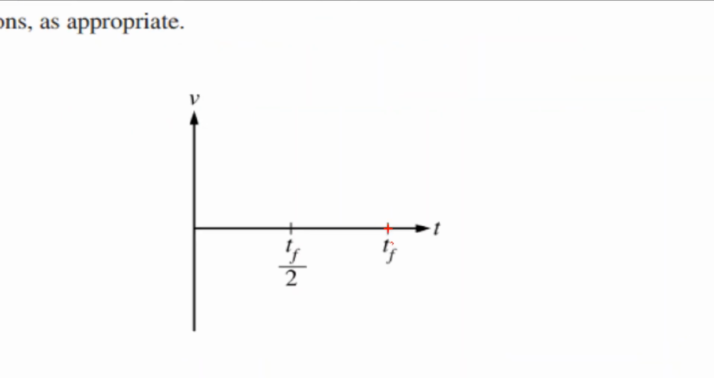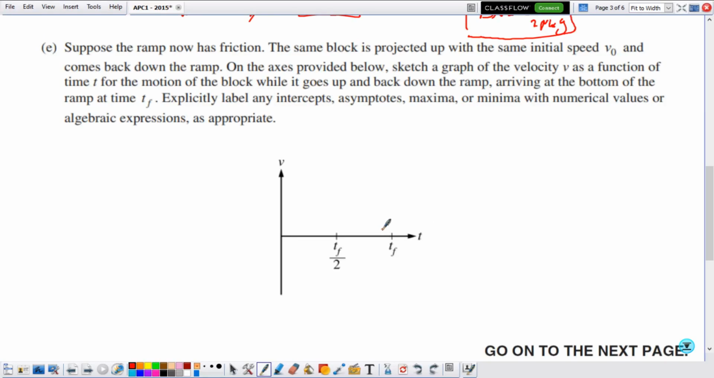Arriving at the bottom of the ramp at time tf. So at this time, it will reach the bottom of the ramp. After going up, it will go down. Explicitly label any intercepts, asymptotes, maxima or minima with the numerical values or algebraic expressions as appropriate. Now here the problem is not symmetric at all.